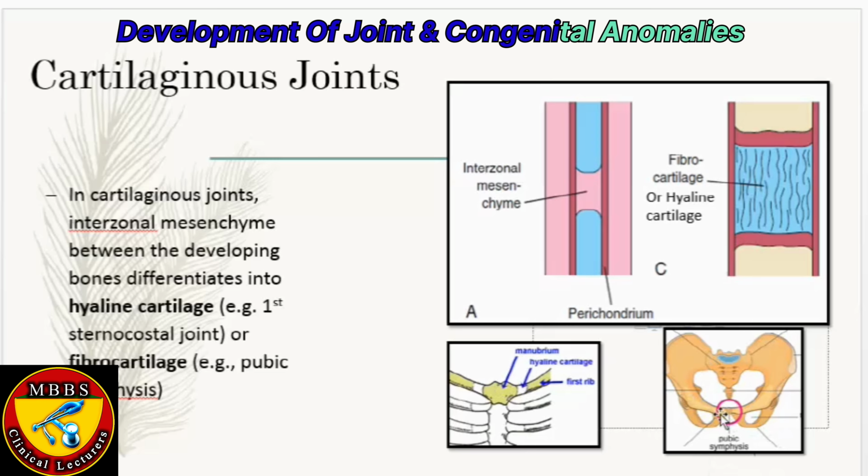Here in the two hip bones, pubic symphysis is another cartilaginous joint where fibrocartilage is present between the two bony areas.